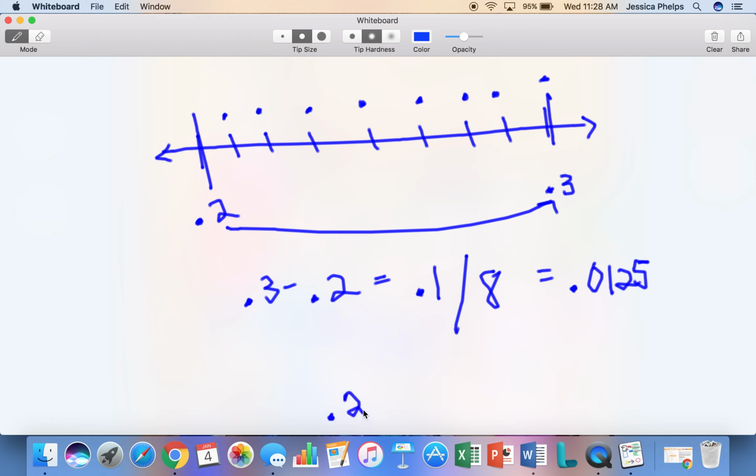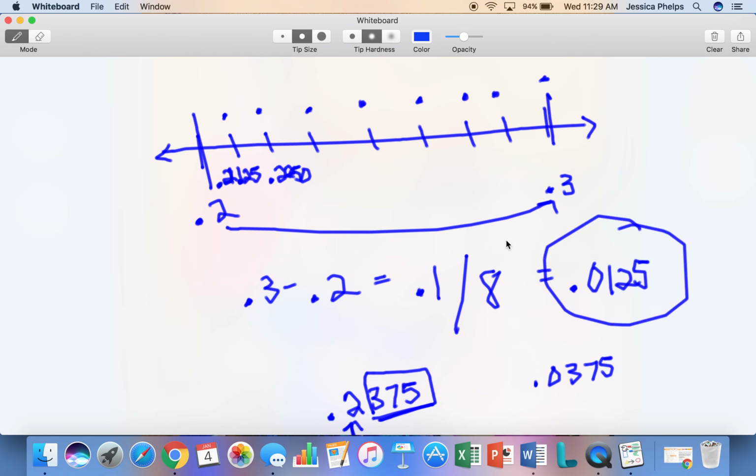So if I were to tell you to find 0.2375, I know it's going to be between 0.2 and 0.3 because this 2 tells me. So I'm looking right here. I need to find the hash mark that represents 0.0375. So I know this first one would represent 0.2125. This next one would represent 0.2125 plus 0.0125, which is 0.2250.